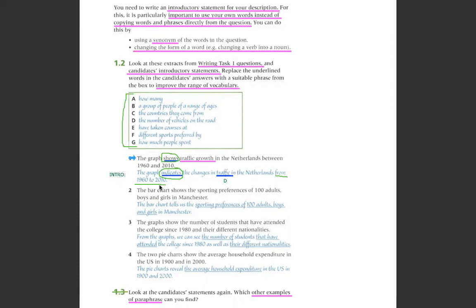Okay, great. Somebody said in a 50-year period. So if we count here from 1960 to 2010, it's 50 years. So we would say the graph indicates the changes in the number of vehicles on the road in the Netherlands. We could say in or over a 50-year period. Okay, and then we could say from or between, and then we can give the year.